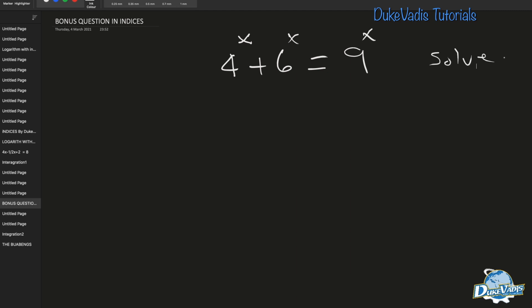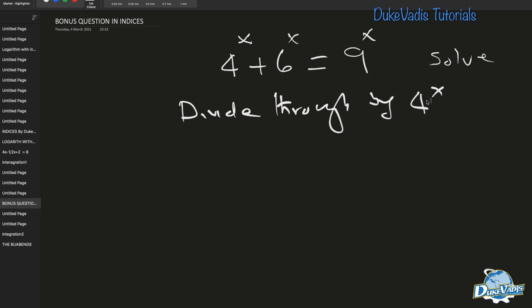Well, the way I look at this, somebody may think they have to break the 4, and they can also break the 6, and break the 9. Well, if you want to go that path, I'm telling you, you're going to have a bone of contention that is going to rock with you. But I think the best way to solve this is to divide through by 4 exponent x. You may not agree with me, but let's see what we come out with.